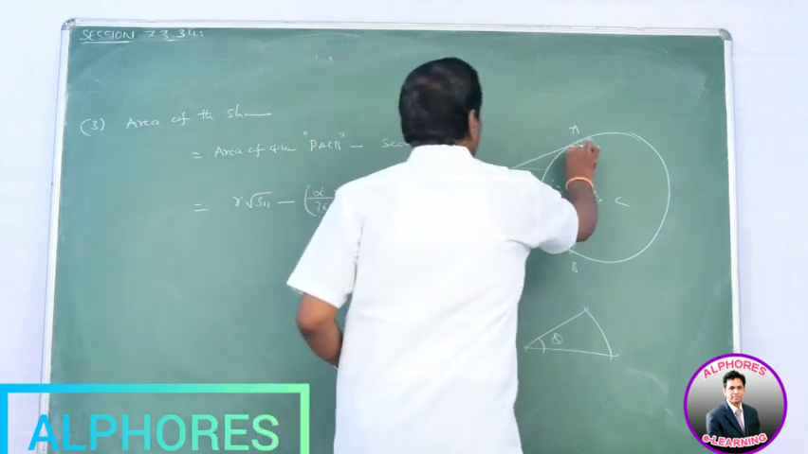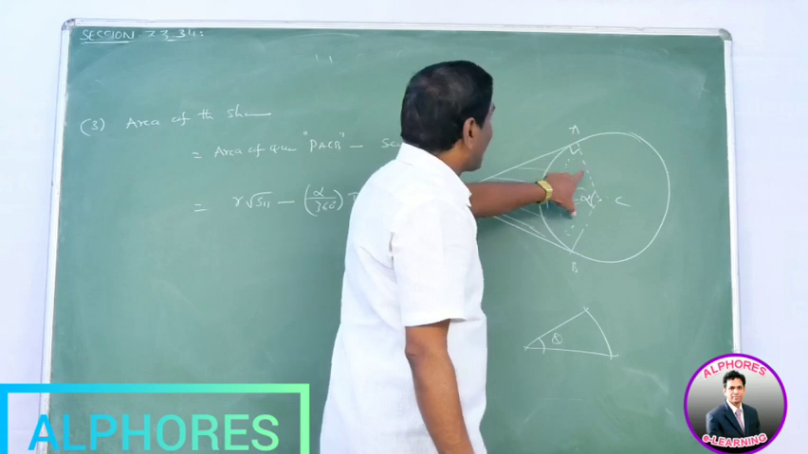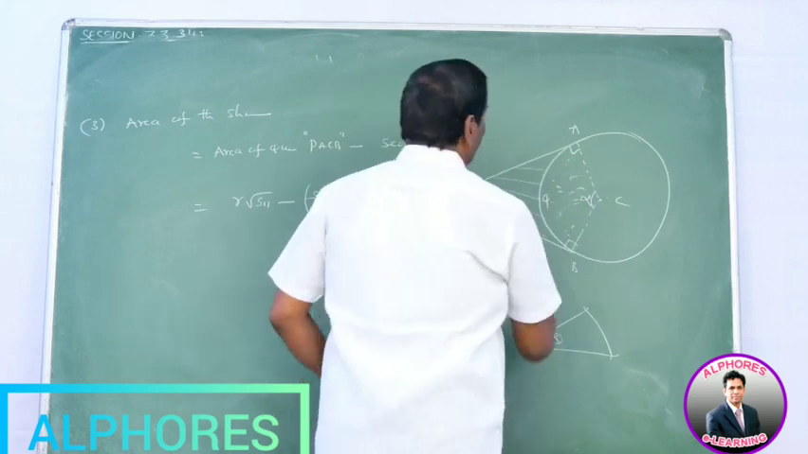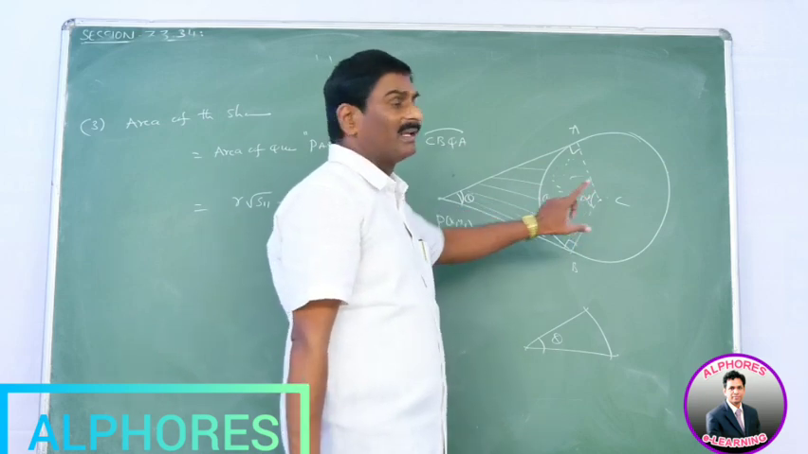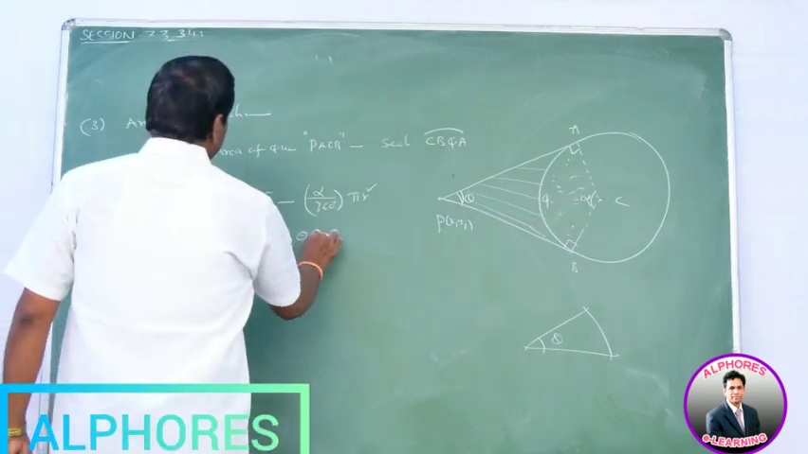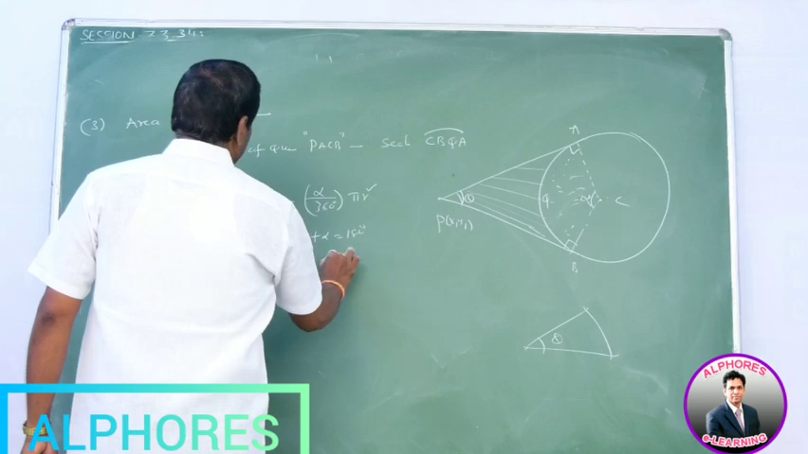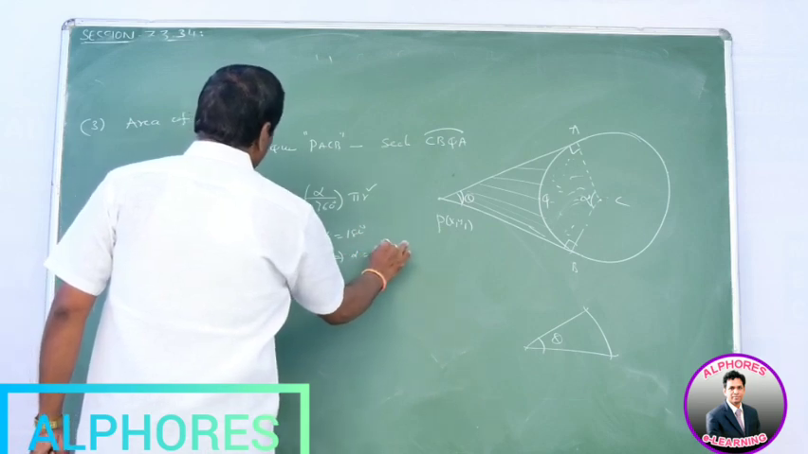Here, this angle is equal to 90 degrees. Angle between the tangent and radius is 90. This is also 90. 90 plus 90 means 180. So the sum of the remaining two angles is also 180. That means theta plus alpha is equal to 180 degrees. That means alpha is equal to 180 minus theta.